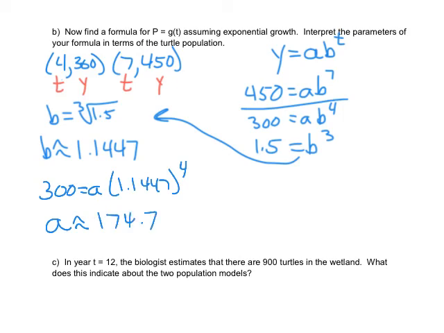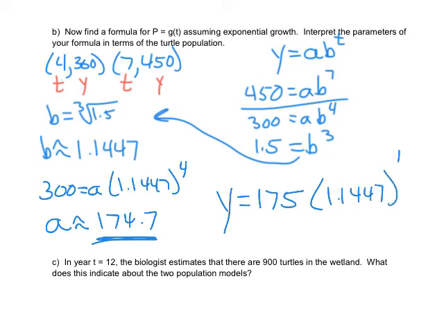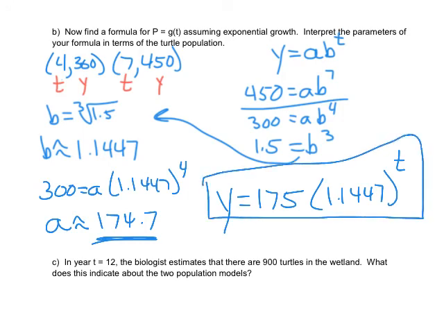174.7. Now, since we're talking about turtles, and a should represent the initial value, I'm going to round this up to the nearest whole turtle, because that really wouldn't make sense to have 7/10 of a turtle. That wouldn't be very nice. So my final formula, y is equal to 175 times 1.1447 to the t. T is my variable. That's my model, using an exponential model. That doesn't mean it's correct, but that's my model using an exponential model.